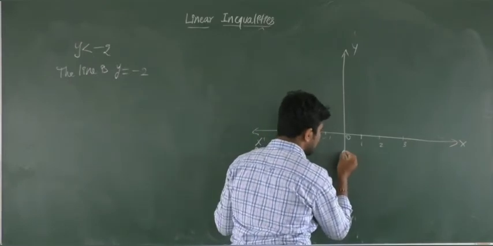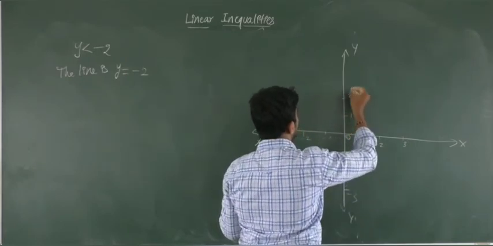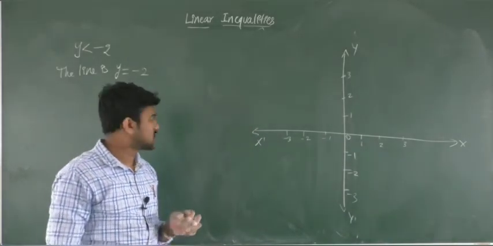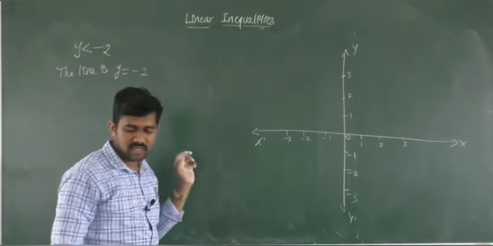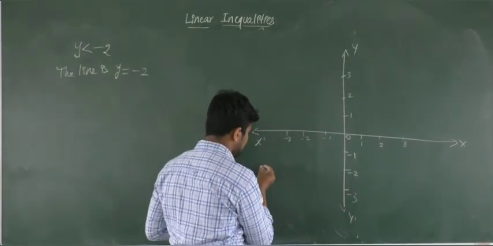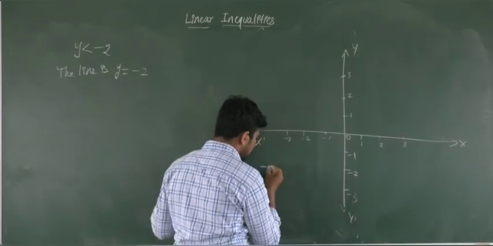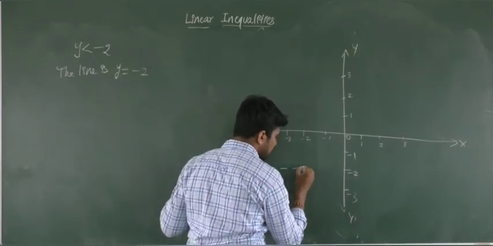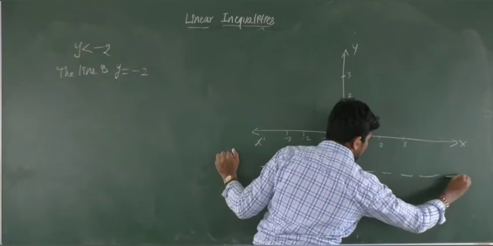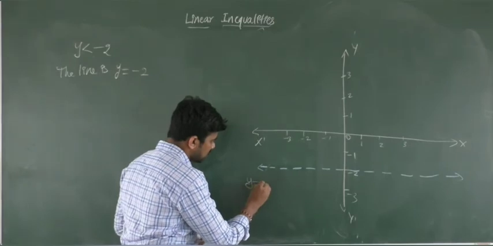Here we need at least -2. So -1, -2, -3 and so on. Here 1, 2, 3. Now y is equal to -2, which means it is a horizontal line passing through the point -2. And again you can observe here it is a broken line you have to draw because the given inequation is what? Strict inequation, right? This line is y is equal to -2.